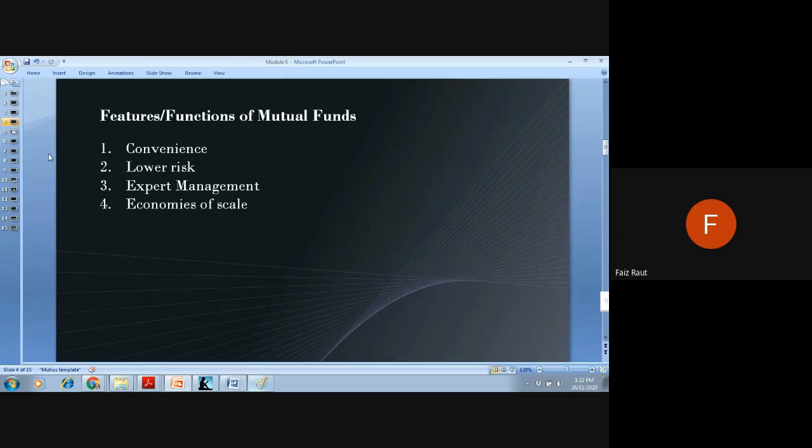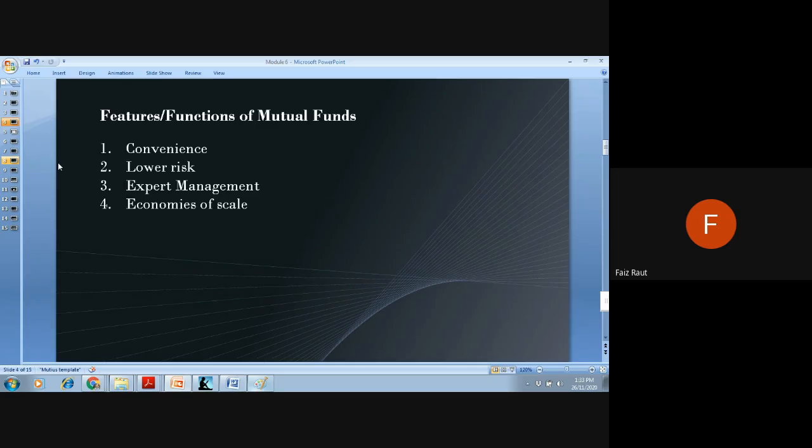So the first function of a mutual fund is that it is very convenient to enter. If you have 2,000 or 5,000 rupees also, you can enter and buy mutual funds. And it is liquid. You can sell the mutual fund to the company itself. You cannot sell in the secondary market. You will sell the mutual fund to the mutual fund company itself.